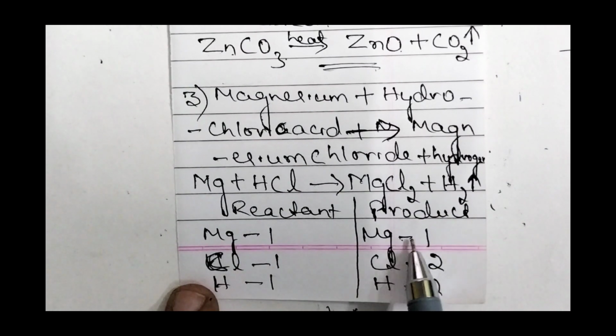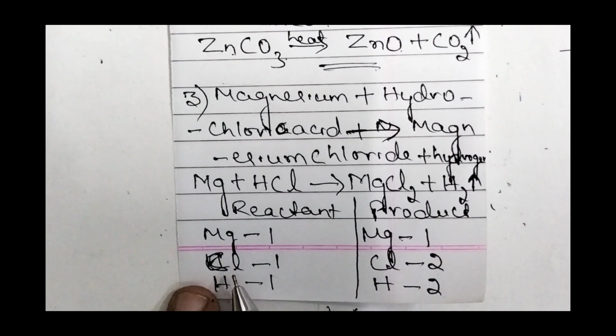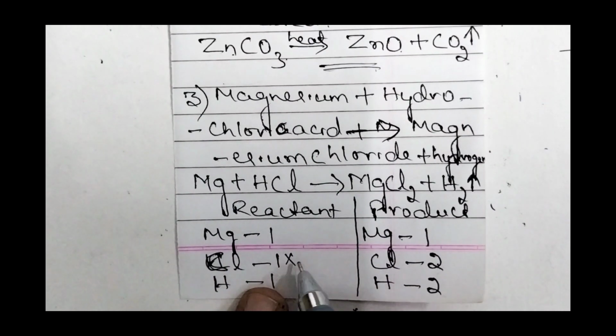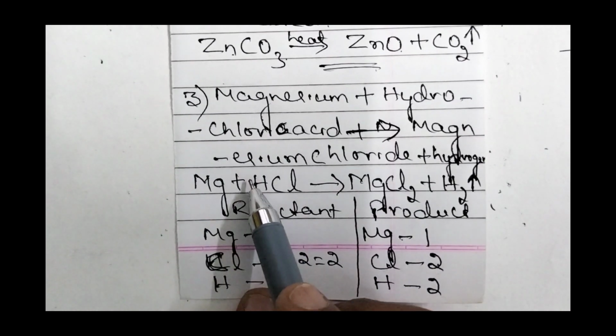Now magnesium is already balanced. Now we have to balance chlorine. To balance chlorine, here 2 chlorine is there, here 1 chlorine is there. Therefore 1 is multiplied by 2 to get 2. This 2 should be multiplied here.